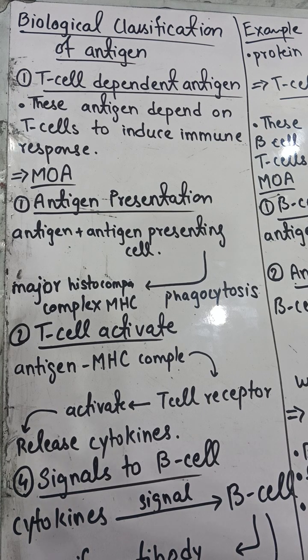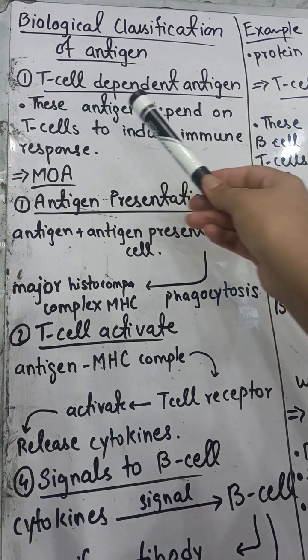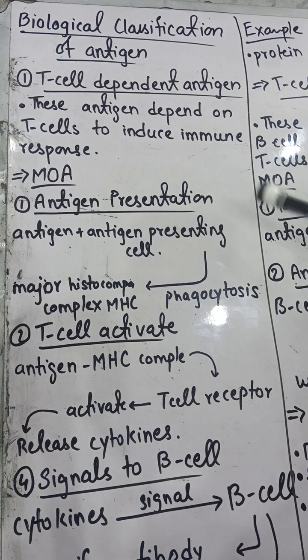We have divided the antigen into two major classes, the self antigen and the non self antigen. Then we divided them again. So we have made a broad classification, but now this classification is separate. This is the biological classification. Actually it is based upon the mechanism of action of that antigen. So the biological classification divides the antigen into two types. The first type is called T cell dependent antigen, and the second type is T cell independent antigens.